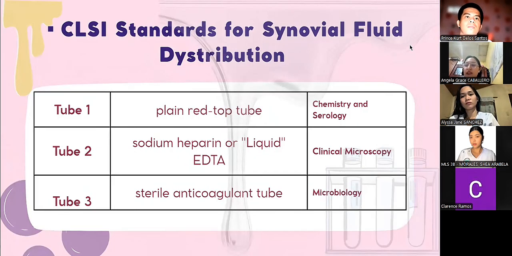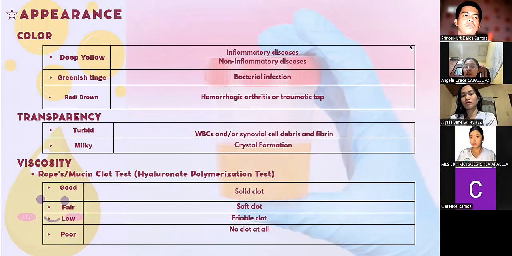Now let's move on to the CLSI standards for synovial fluid distribution. Tube 1, we have a plain red tube for chemistry and serology. Tube 2 for sodium heparin or liquid EDTA for clinical microscopy. Tube 3 for a sterile anticoagulant tube for microbiology. And for the appearance, we have deep yellow, greenish tinge, and red-brown. Greenish tinge indicates bacterial infection, red-brown indicates hemorrhagic arthritis.